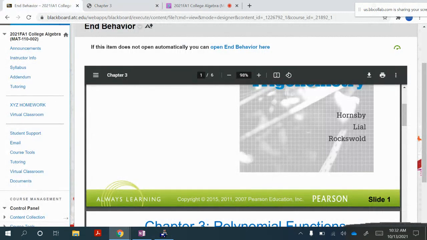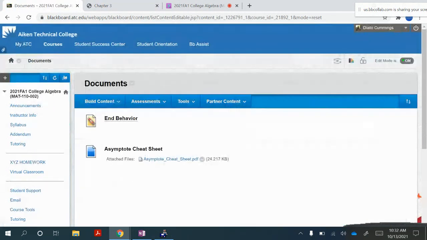Now, I'm going to go back to our home page for a second. I'm going to go in this Documents tab, and I have posted another document. I posted this asymptote cheat sheet document, and this is what we're going to be using when we meet again. So I'm going to click on that.